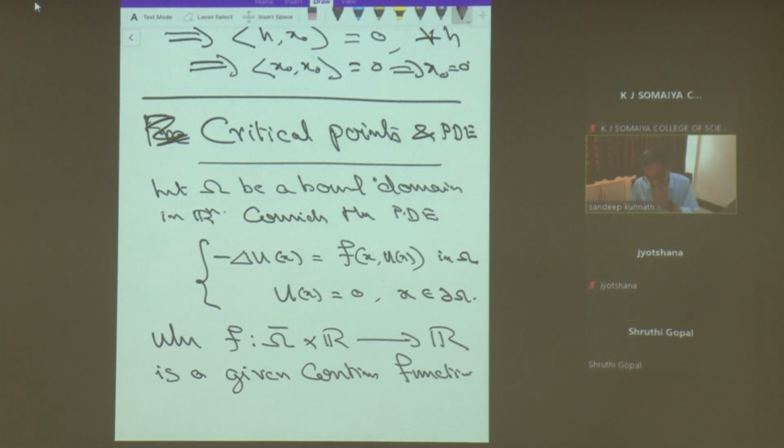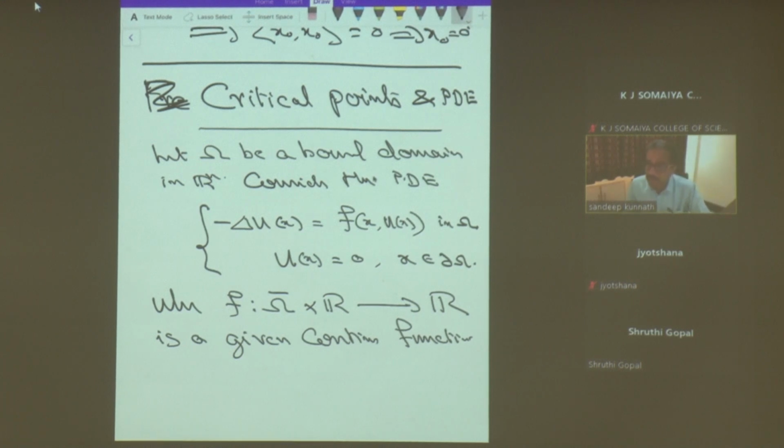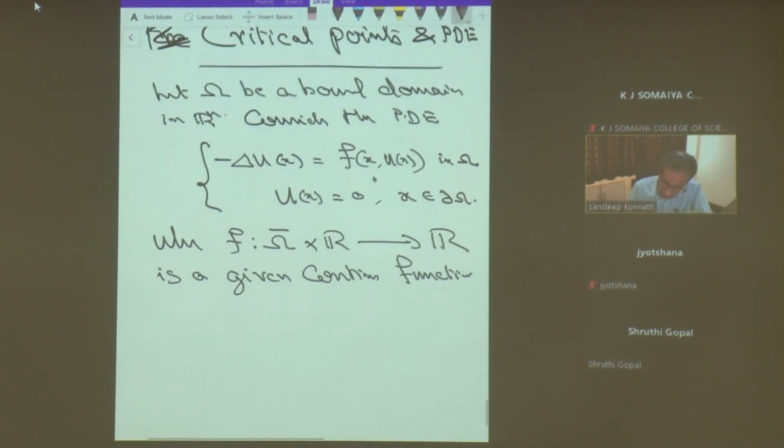So omega is a bounded domain in R^n, and the PDE is minus Laplacian of u equal to f of x, u of x in omega, with u of x equal to 0 for x on the boundary of omega, where f is a given nice function defined on omega closure cross R to R. Now, just like in the Dirichlet problem, where I had defined an energy, here also I can define an energy corresponding to this problem.